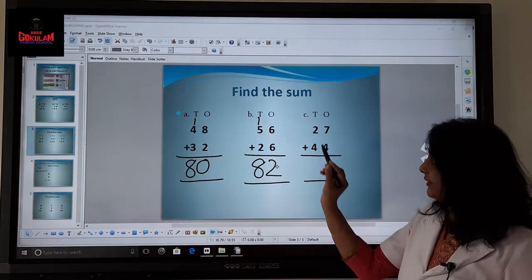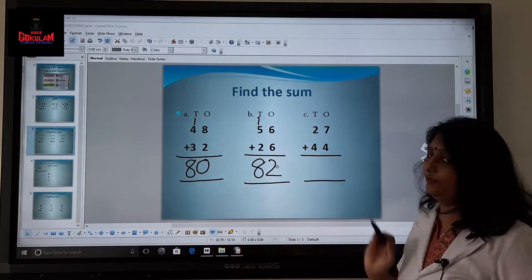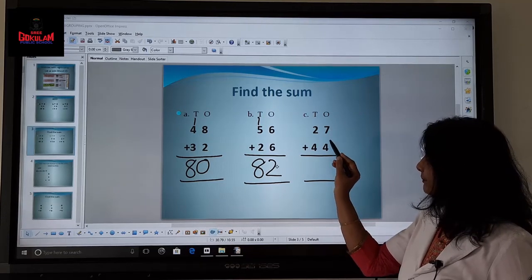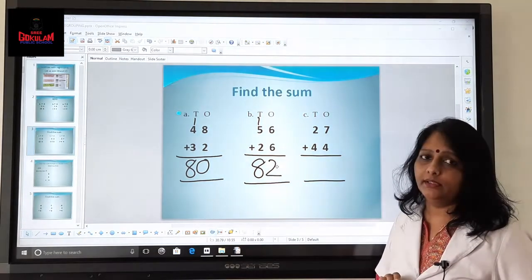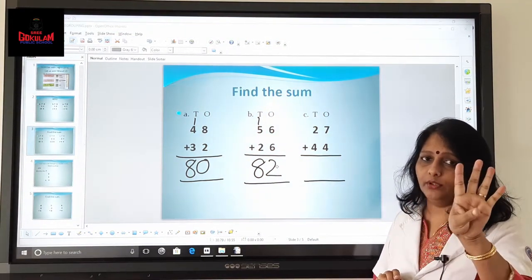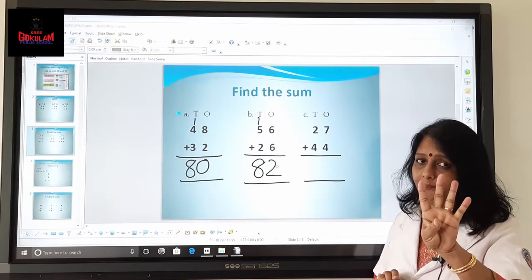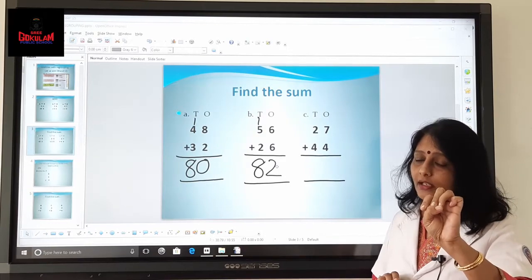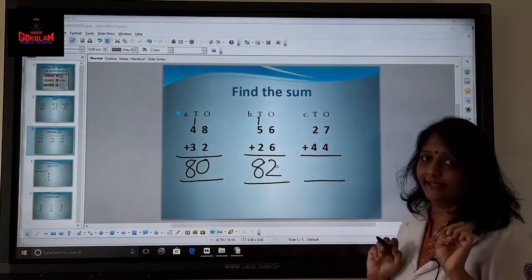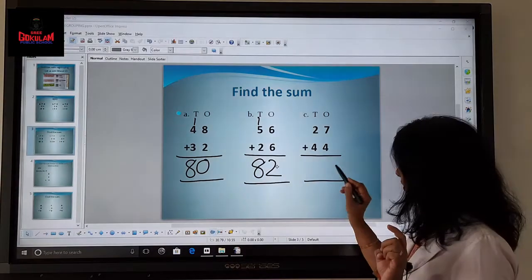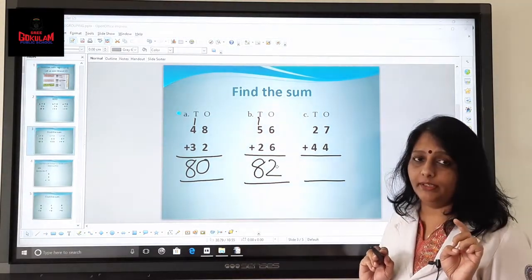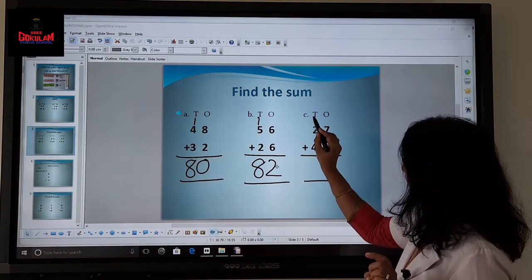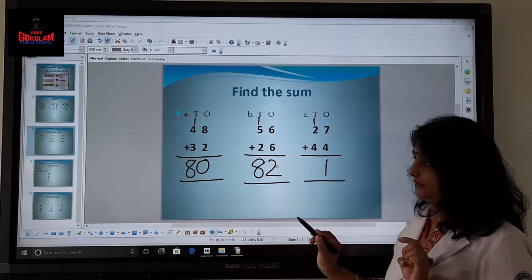The numbers to be added, 27 and 44. Begin from the ones place. 7 plus 4. What is 7 plus 4? 7 in your mind, 4 on your fingers. After 7, 8, 9, 10 and 11. What is 7 plus 4? 11. So, which number is in ones place of 11? 1. We will write 1 in the ones place and carry 1 to the tens place.